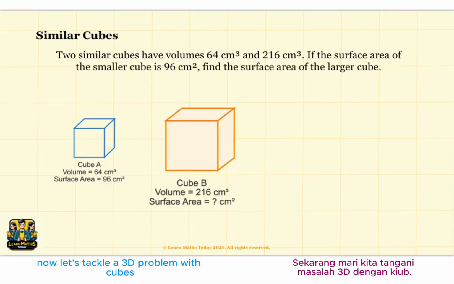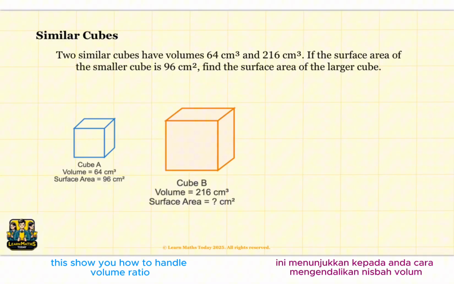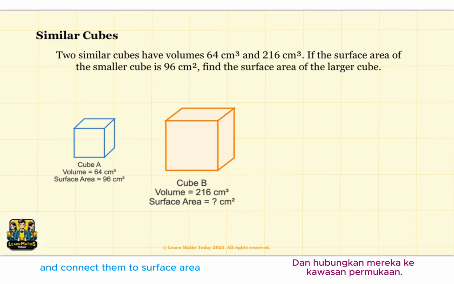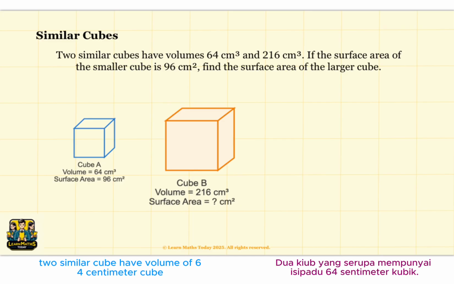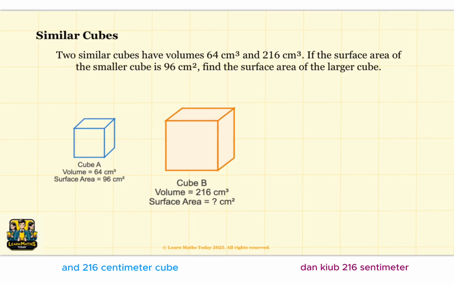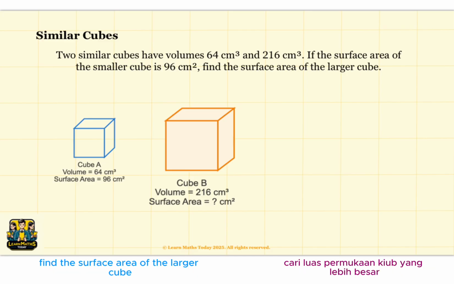Now let's tackle a 3D problem with cubes. This shows you how to handle volume ratio and connect them to surface area. Here's the problem. Two similar cubes have volumes of 64 cm cubed and 216 cm cubed. If the surface area of the smaller cube is 96 cm squared, find the surface area of the larger cube.